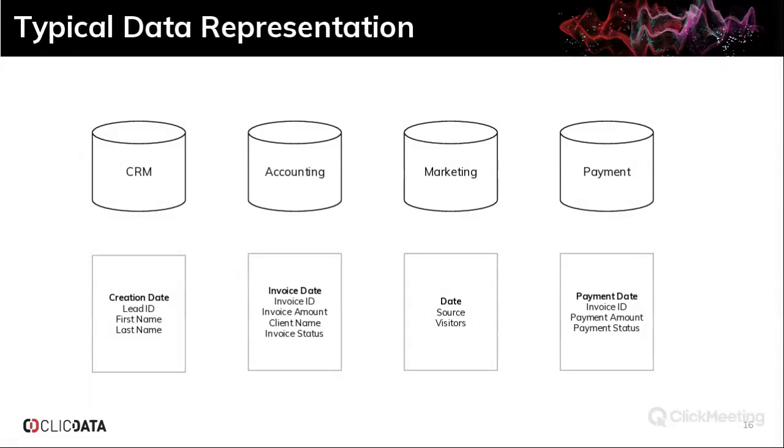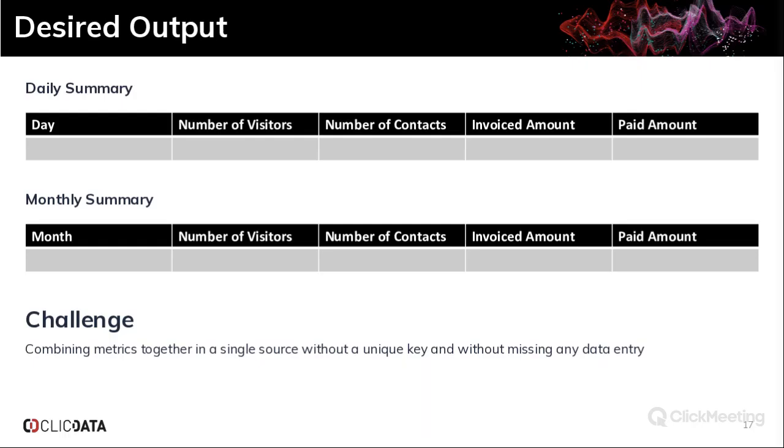But imagine if you had to create a desired output that looks something like this, where you have a daily summary, which represents date in column one, the number of visitors, number of contacts, the invoice amount, and the paid amount. And now you also want a monthly summary. You're working with four separate tables, and out of these four separate tables, you have to represent a singular table on your dashboard or on your reports. So how would you combine these different sources together?